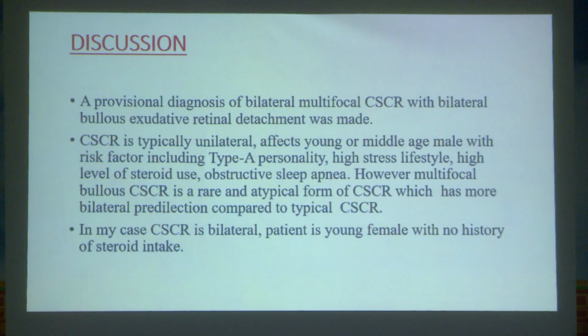Discussion. A provisional diagnosis of bilateral multifocal CSR with bilateral bullous exudative retinal detachment was made. CSR is typically unilateral, affects young or middle-aged males with risk factors including type A personality, high stress lifestyle, high level of steroid use, obstructive sleep apnea.